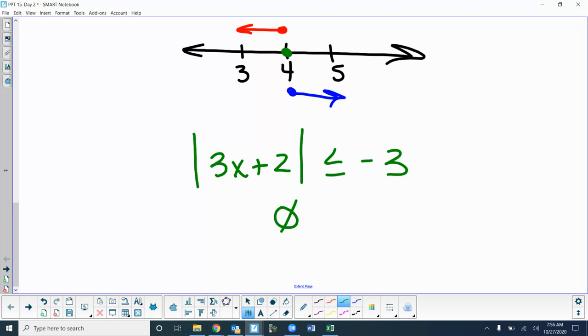Okay? All right, any questions on those 3 types? Just the basic inequality, the compound inequalities, or the absolute value ones. Pretty easy, right? Okay, today we're doing quadratic inequalities.